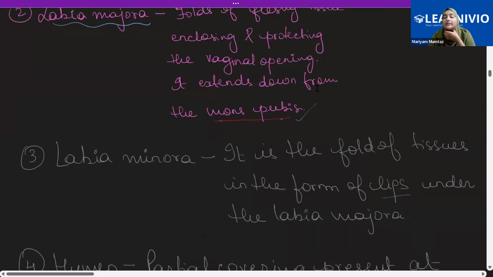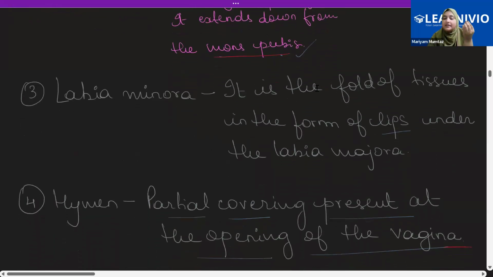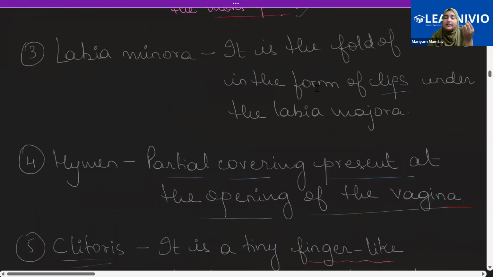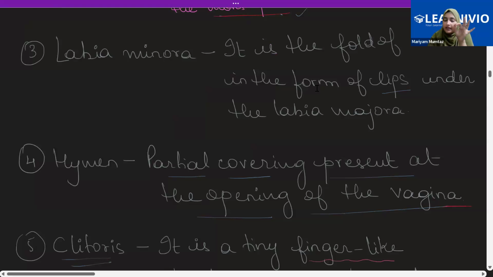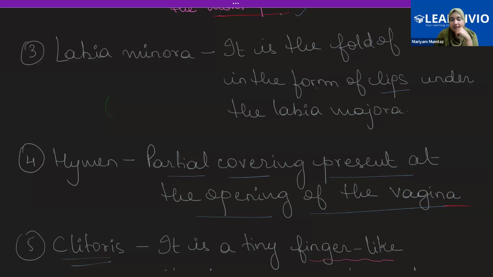It is called the labia minora, smaller than the labia majora, and it is present under the labia majora. Then there is the hymen. When we talk about the hymen, it is a partial opening present on top of the vagina. It's like a partial covering. For example, if this is the vaginal passage, it is sort of partially covered by this structure called the hymen.